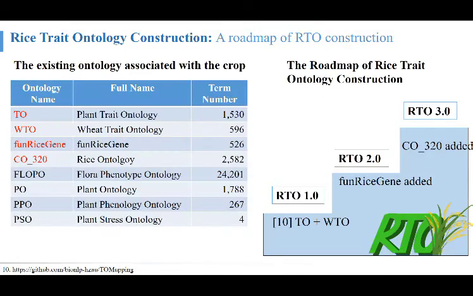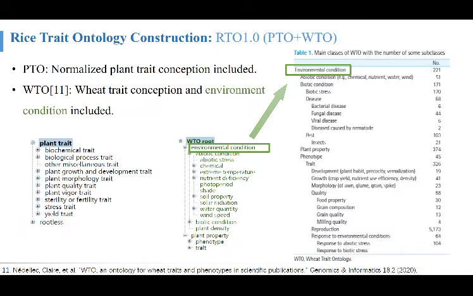We further researched several existing ontologies with the crop to construct a more complementary RTO. Here we show the roadmap of our future work in building the RTO. Now we would like to introduce the detail of our first version of RTO. We have already known that the PTO included normalized plant trait conception, while WTO included the weight trait conception and environment condition. Also, WTO is the first crop trait ontology. Obviously, it is worthy of inclusion in our RTO.